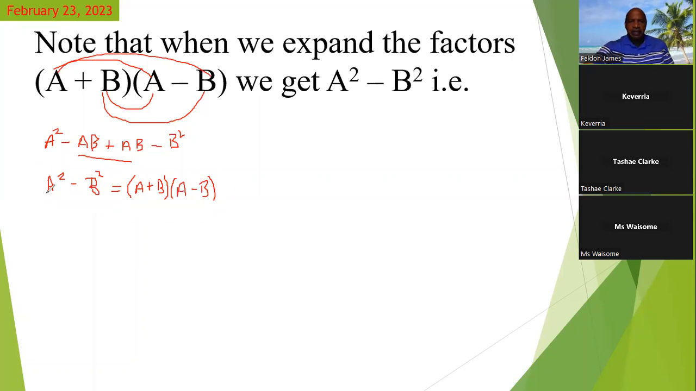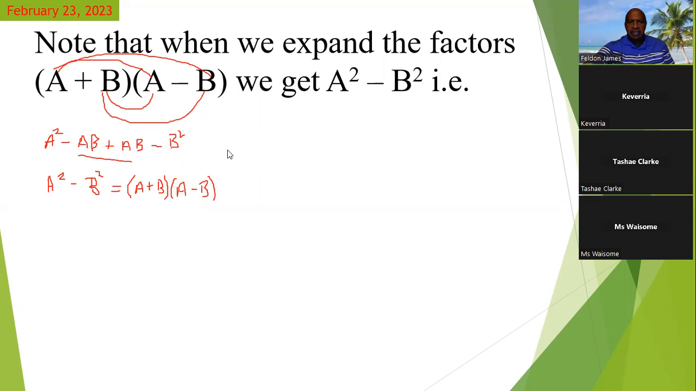Now, what is the base of a squared? A, sir. And what is the base of b squared? B. All right, so what you notice, in the brackets we have the bases. So we have the two bases in the bracket, but one carries a plus sign and the other carries a minus sign. So if you can remember that, then you shouldn't have any problem in factorizing difference of squares.